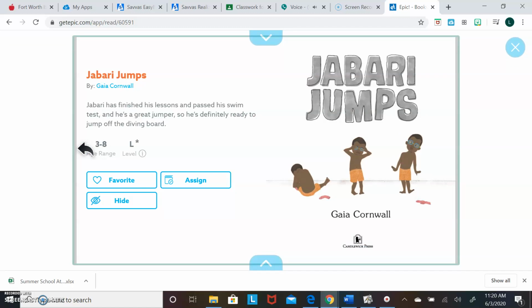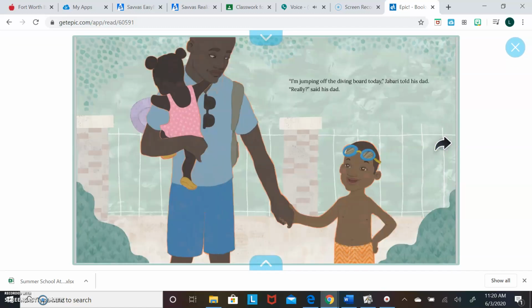Jabari Jumps by Gaia Cornwall. I'm jumping off the diving board today, Jabari told his dad. Really? said his dad.